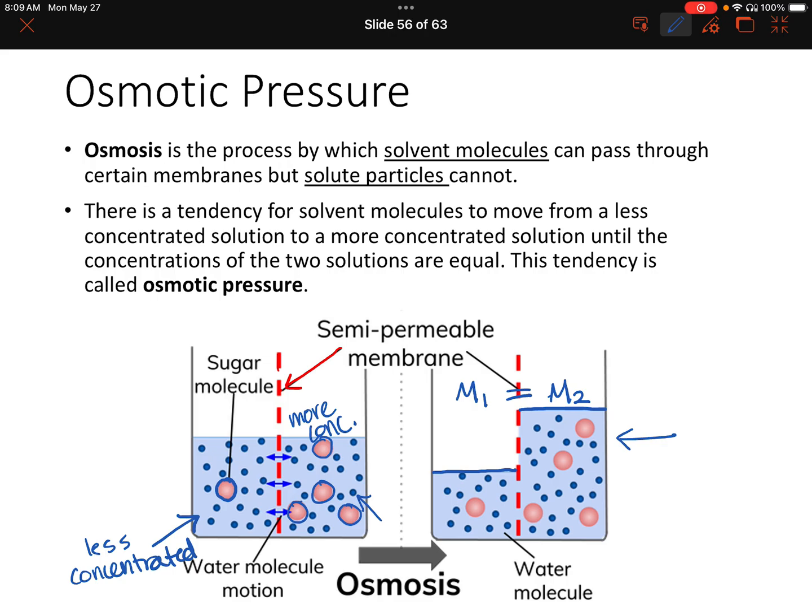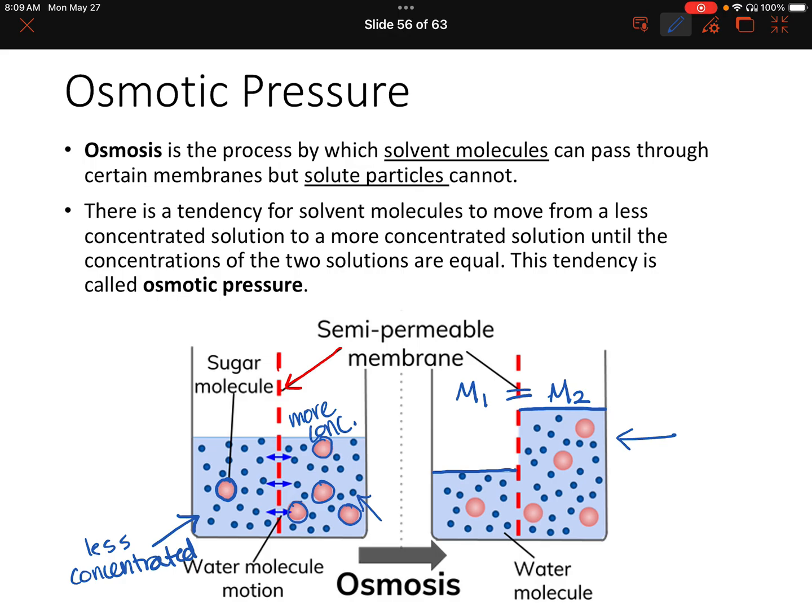Even though we still have 4 sugar molecules on the right and only 1 on the left, we did add more water to the right. So we basically found equilibrium between the two sides. We created a situation where the concentrations match.